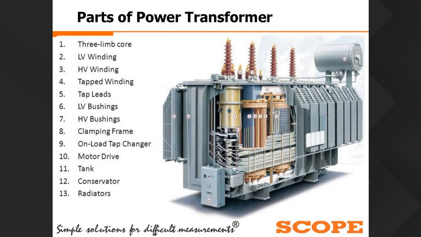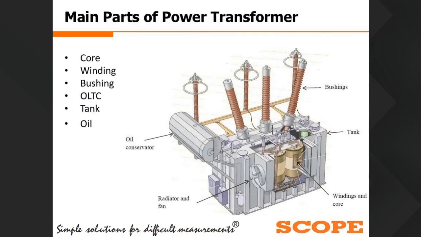So these are all the parts of the power transformers. Here you can see these 6 are the main parts of the power transformers, and we will majorly look at these parts only. First one is the core. The core used in the transformer is silicon steel. Winding is majorly copper winding.